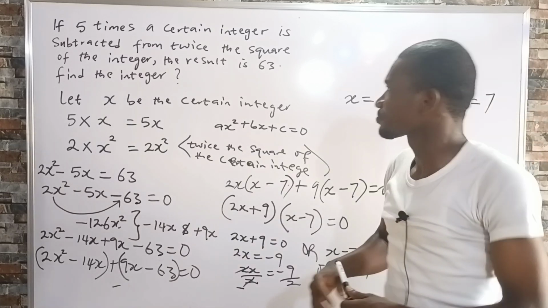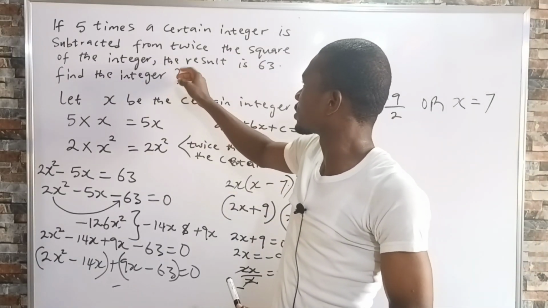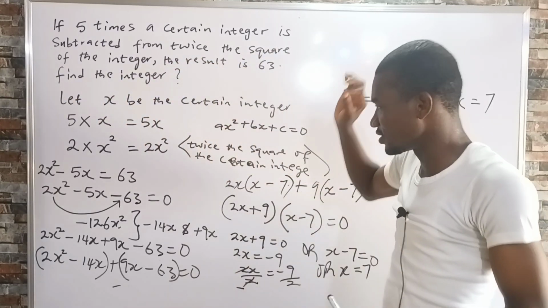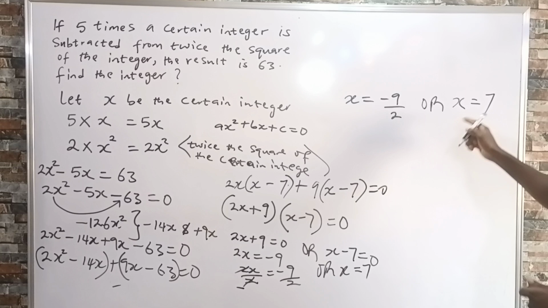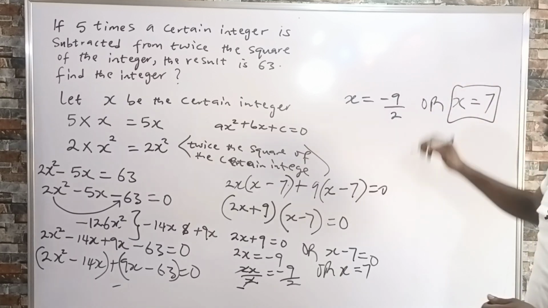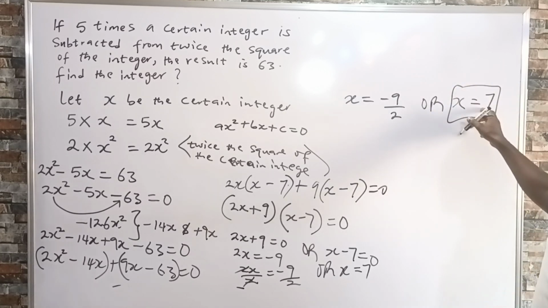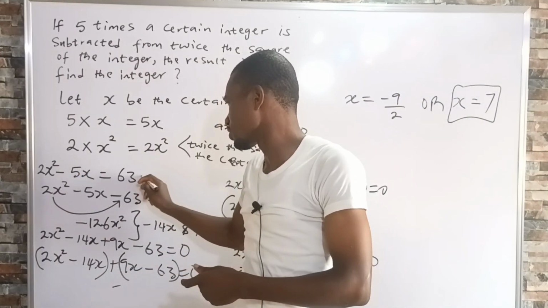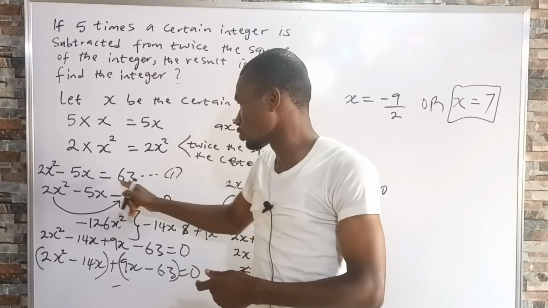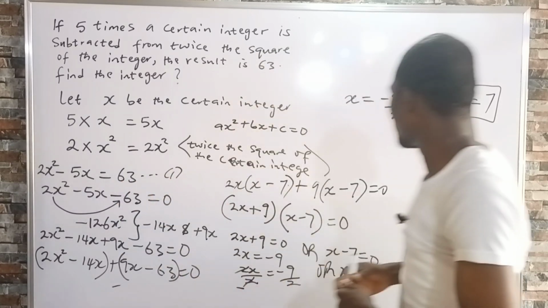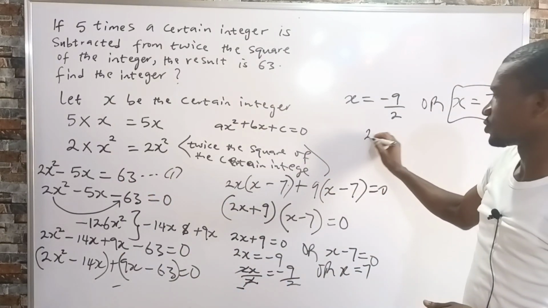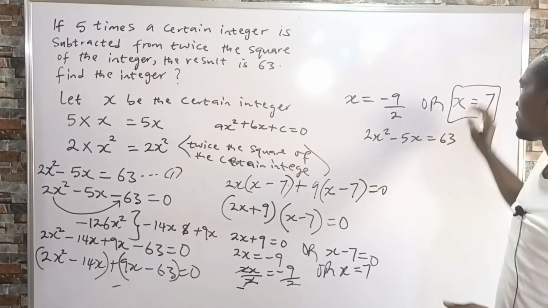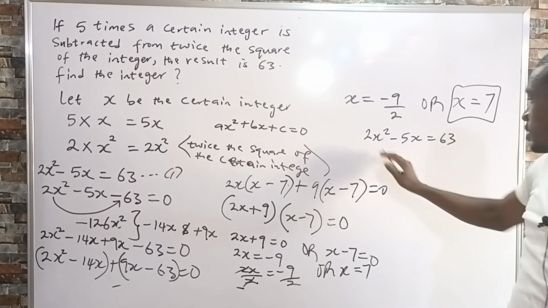But remember, they said the result is this. We are then asked to find the integer x. What is the integer x? We are taking the positive value of x here, which is 7, because it is only 7 that can be substituted in this equation here, let me call it equation 1, to produce 63. Let's try that. Equation 1 states 2x squared minus 5x is equal to 63. To check if 7 can satisfy this equation, let's solve.